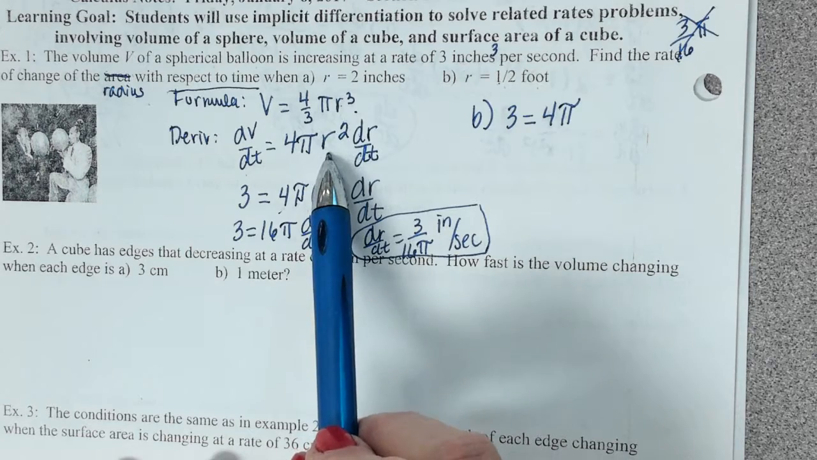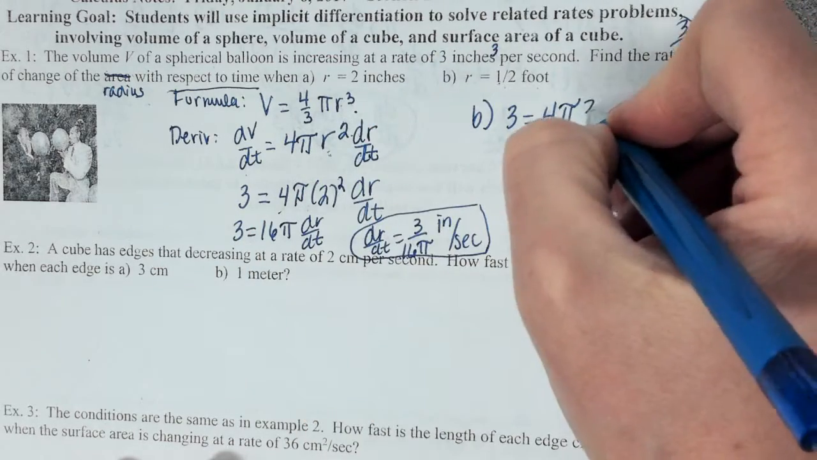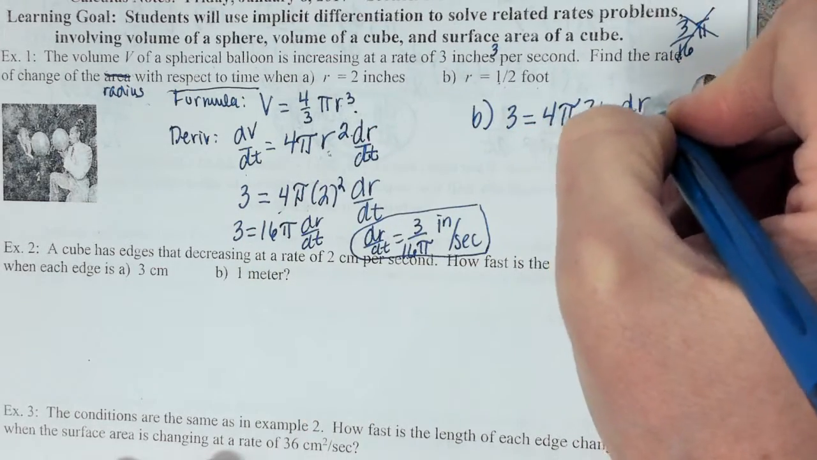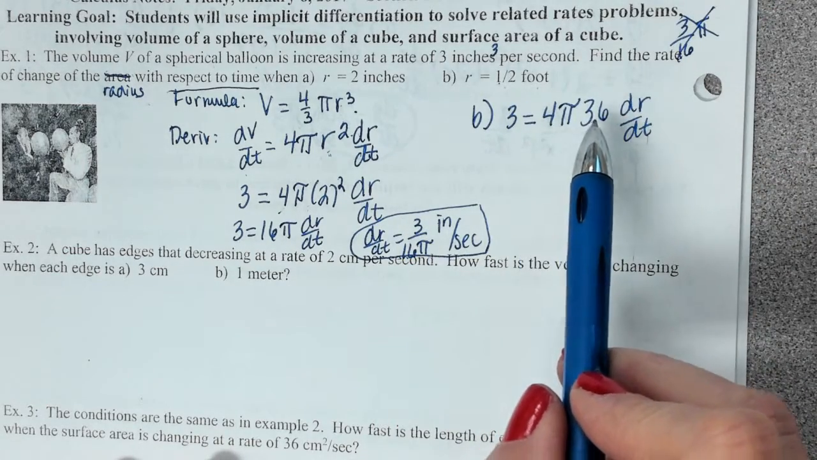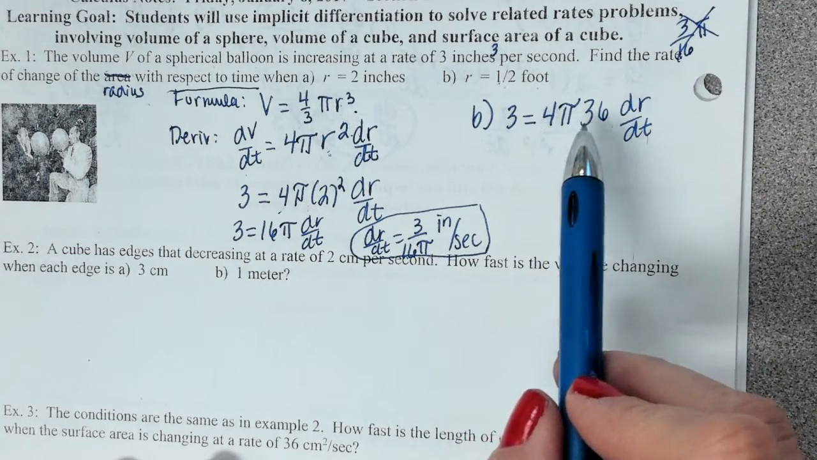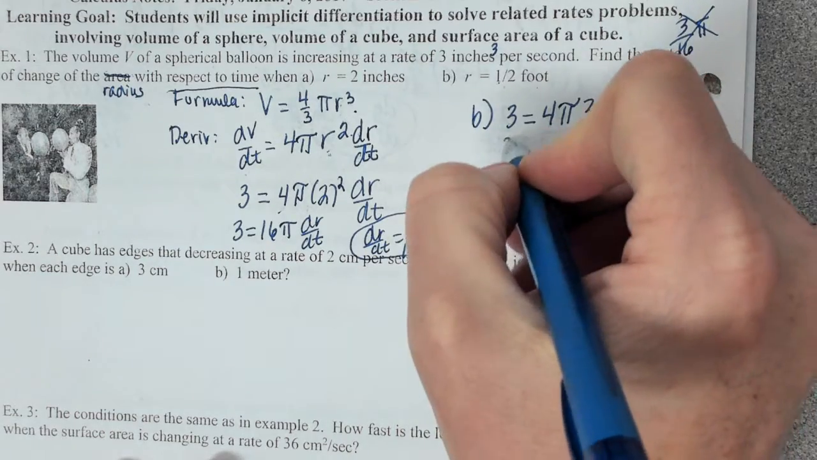Am I going to put in a half for r? What are we going to put in? 6. So we're going to have 6 squared, which is 36 dr/dt. Don't get out a calculator to multiply 36 times 4. Just do 36 times 2 is 72, and then times 2 again. There you go.